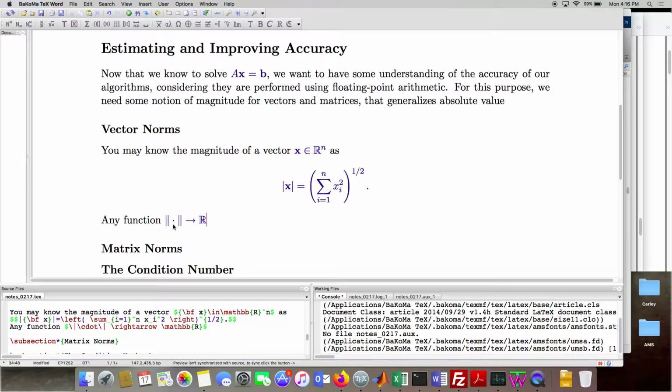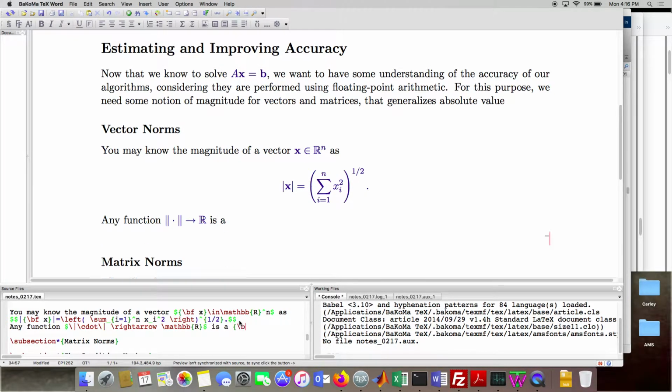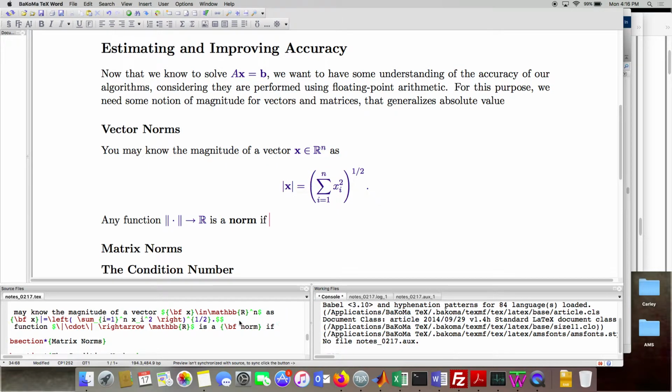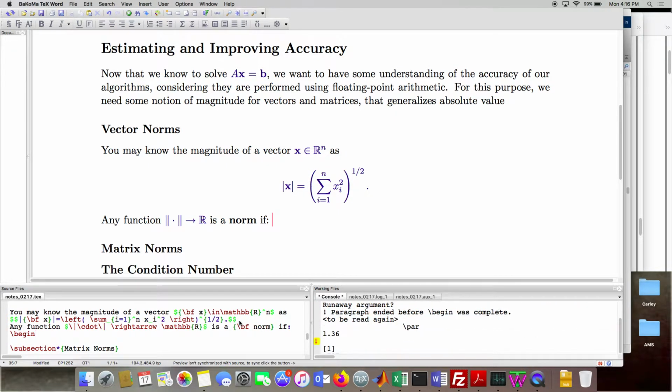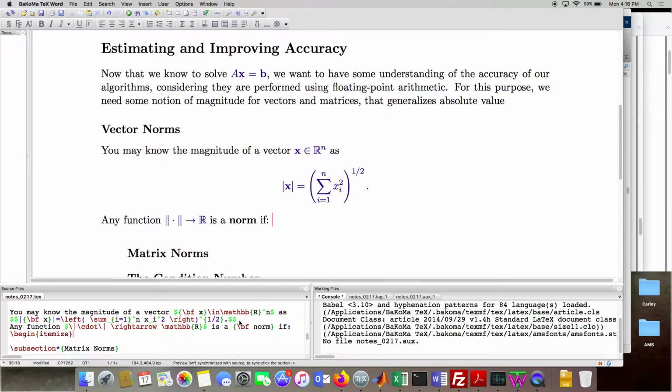So the dot means placeholder. So we're applying this function to a vector x, and the output will be a real number. So any function from vectors to real numbers is a norm if it satisfies these conditions.